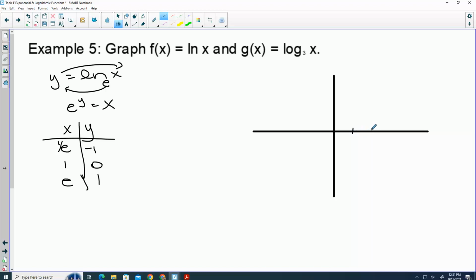Where's the e button? About the natural log. Oh, 1 over e is... we could just do e as instead of 1. You can do either one. So 1 over e is about 0.37. So 0.37, -1. 1, 0.